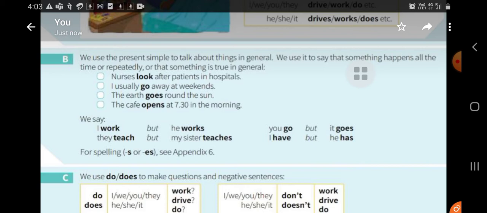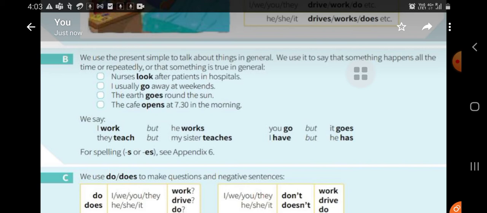Nurses. What is the duty of nurses? It is nurses, plural. When a plural noun comes, the verb will be without s. Nurses look after patients in hospital. In case, instead of nurses, if it is nurse, N-U-R-S-E, then the verb would add an s. Nurse looks after. That is the difference between these.